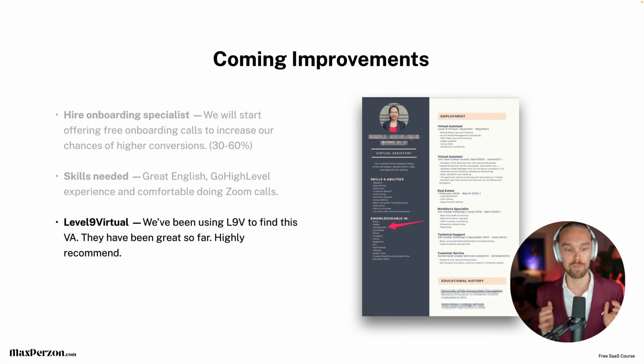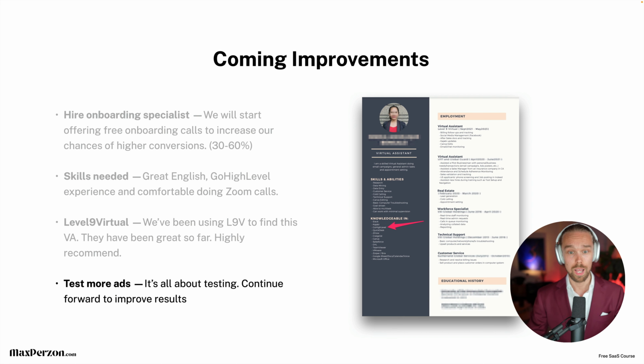I got super great help, super duper quick to find basically an assistant that fit all of my criteria, and they actually helped me to identify what criteria I needed, right? Go High Level skills, great at English, sales, comfortable doing one-on-one Zoom calls. They helped me to find and source this VA, and helped me to set up the interviews and everything. They're awesome.